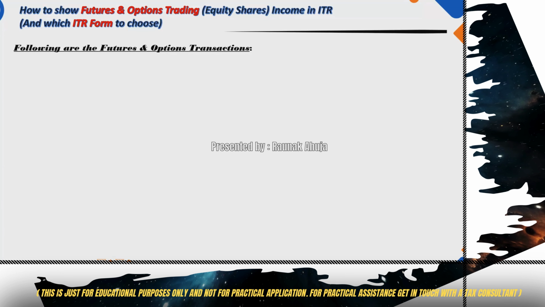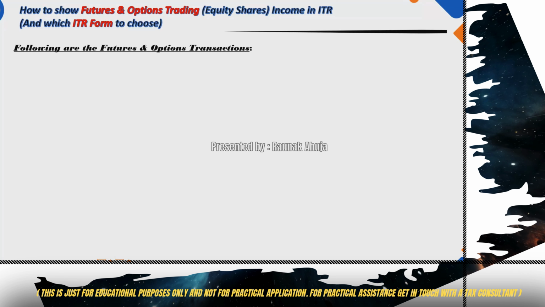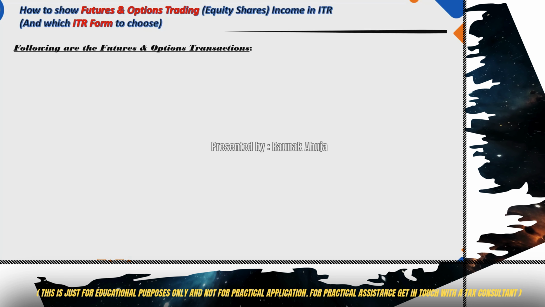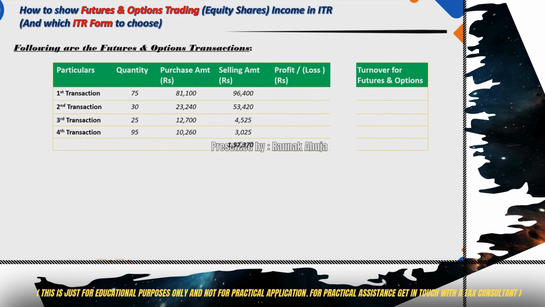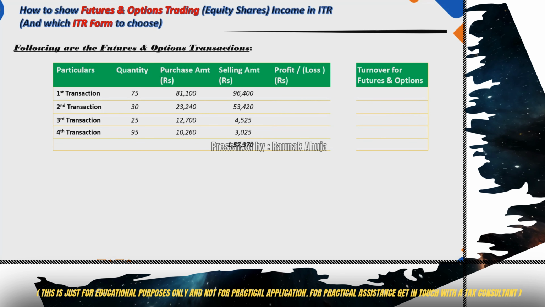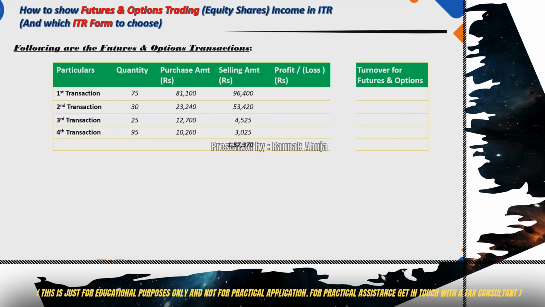Let me show you how to show the futures and options trading income in your income tax return, as well as which ITR form is to be chosen in case you have futures and options income. So here are the details of the futures and options transactions entered into by the taxpayer. In our given example, the taxpayer has entered into 4 futures and options transactions during the financial year 24-25.